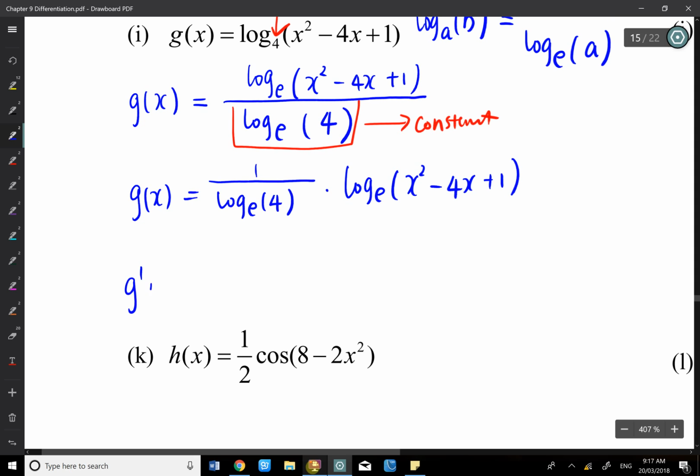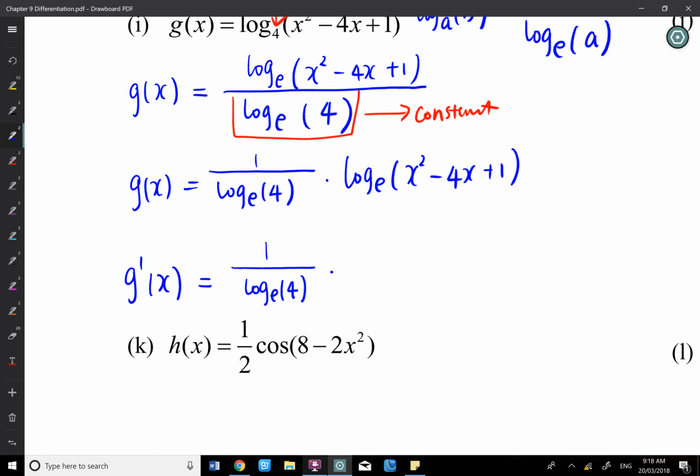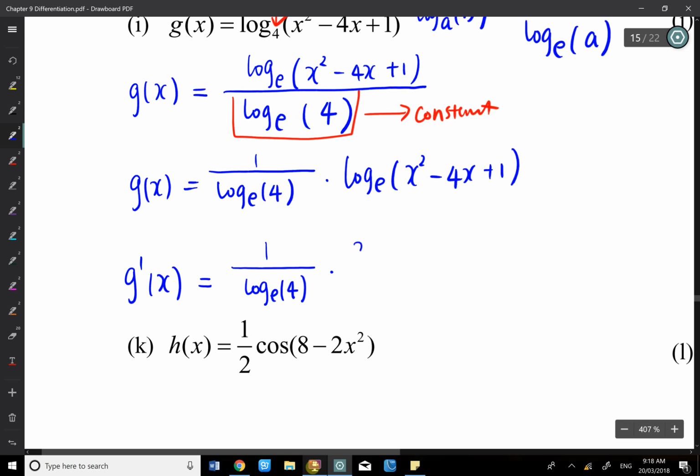So g dash x is 1 over log e 4. The constant remains the same, and you derive the inside. So that's (2x minus 4) over (x squared minus 4x plus 1).